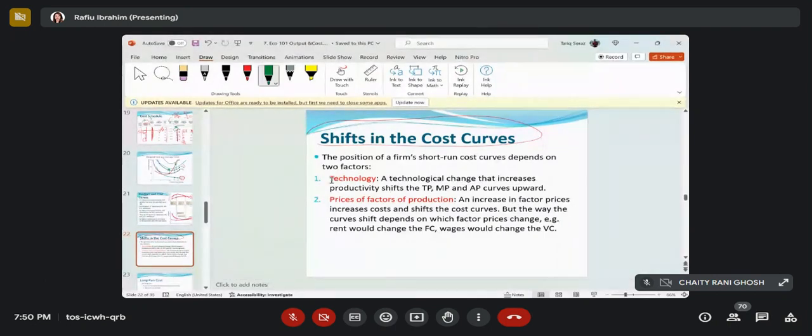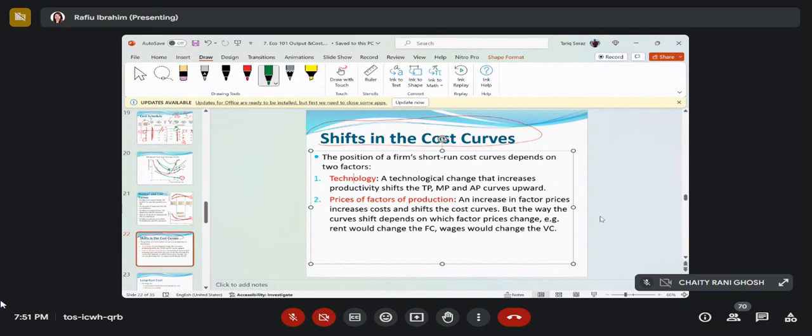Curve shifts because of technological advancement and because of change in factor prices. So technology always occurs for the greater good, right? So technological advancement এর কারণে আমাদের always কি হচ্ছে, we will be able to produce more given the same number of labor. So যেহেতু output বেড়ে যাবে, so আমার কস্টটা কমে যাবে, same level of output, and that is why cost curve shifts downward. Okay.